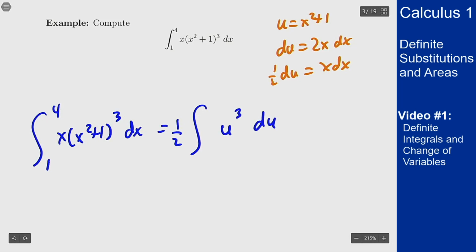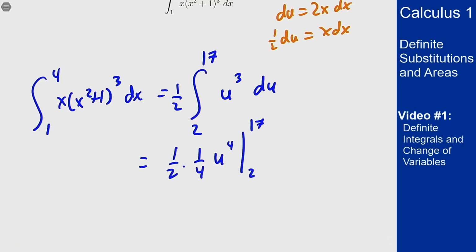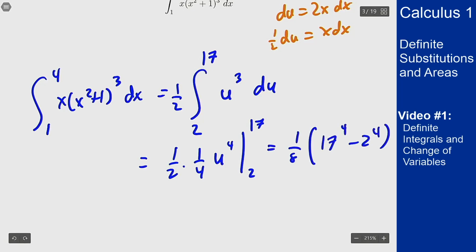but what are my bounds? My bounds are from u of 1 to u of 4. u of 1 is 1 squared plus 1, which is 2. u of 4 is 4 squared plus 1, which is 17. I can then integrate this and solve the problem directly. I get 1/2 times 1/4 u to the 4th from 2 to 17, using my fundamental theorem of calculus there. So I get 1/8 times (17 to the 4th minus 2 to the 4th).